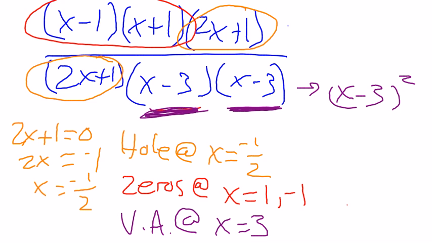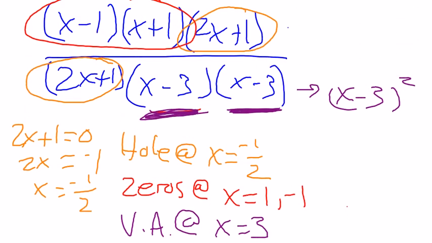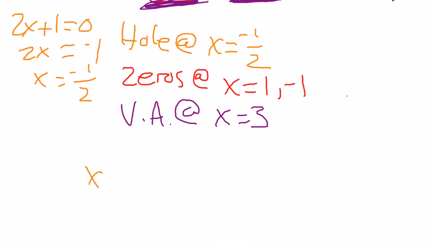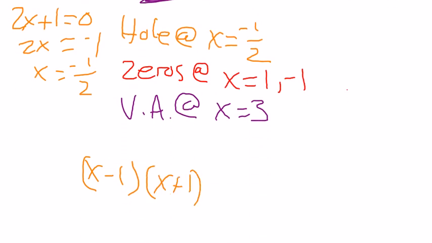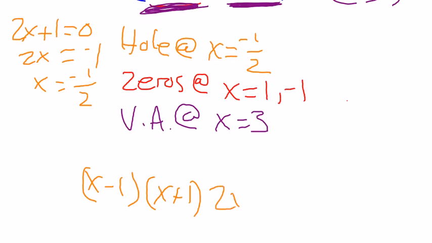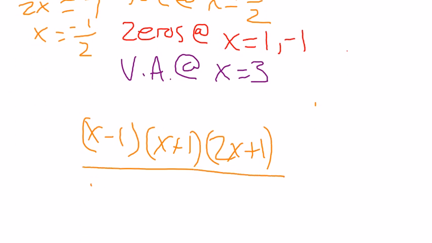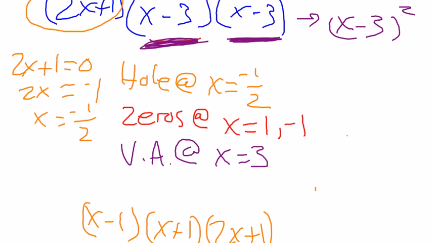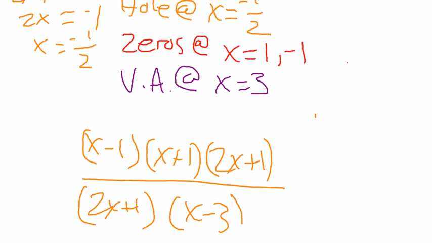And we are done. It says completely factor, so I would write it as, there's no way I'm going to have room to do that there, x minus 1, x plus 1, and I'm forgetting it, 2x plus 1, over 2x plus 1, and then this last step I'm just going to combine those two linear factors to get x minus 3 squared. And we are done. Hooray!